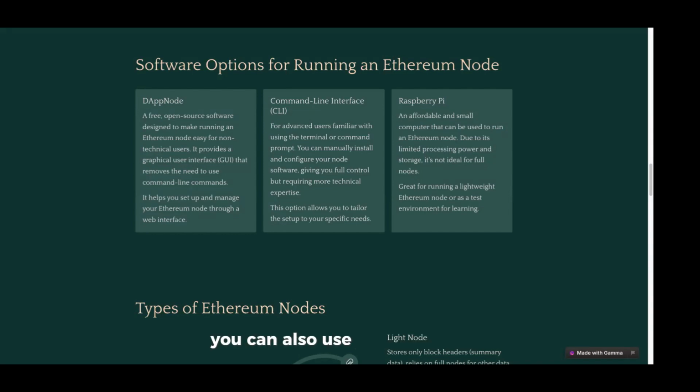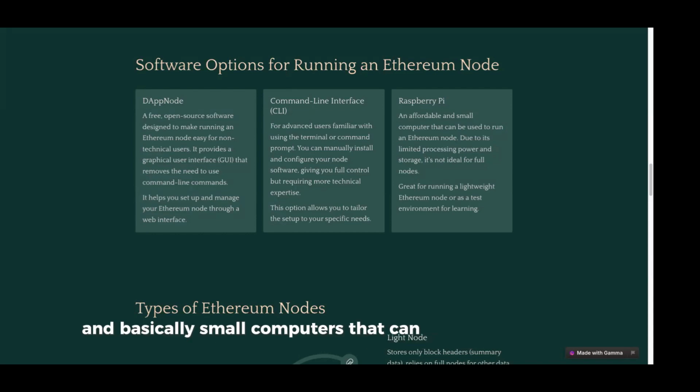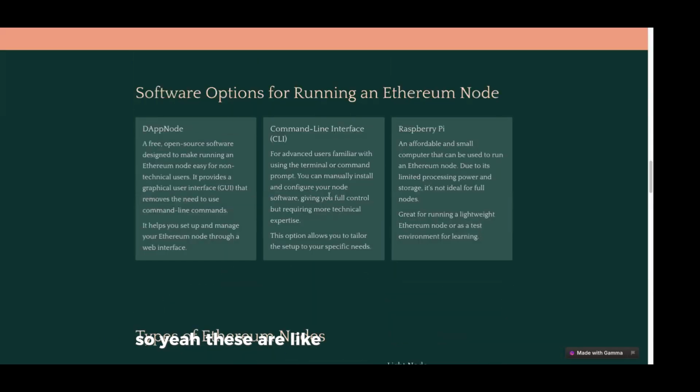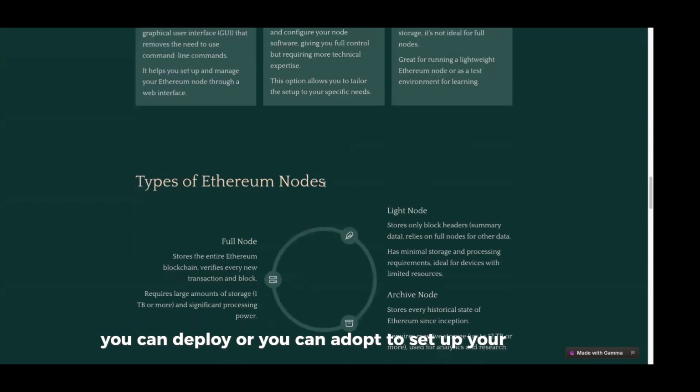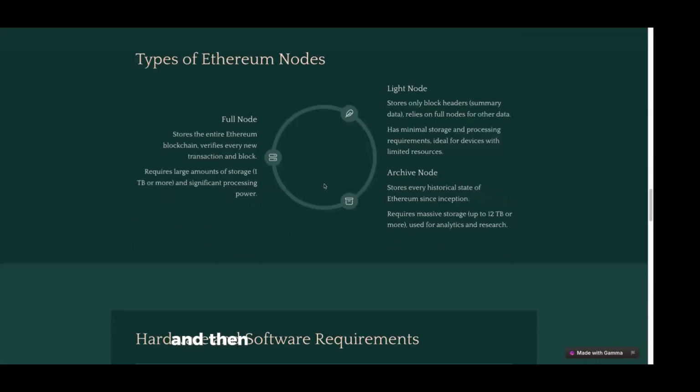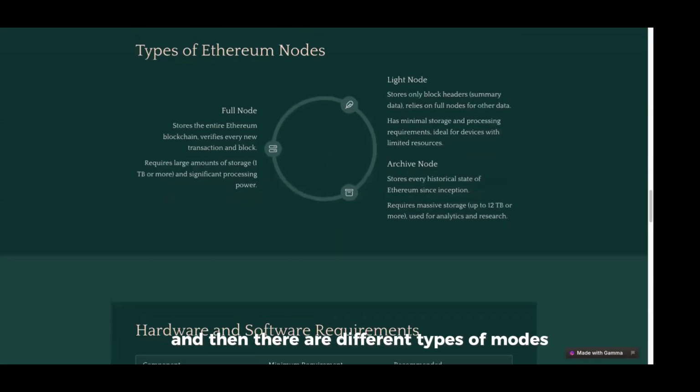You can also use a Raspberry Pi. These are affordable, basically small computers that can help you to set up these nodes. So these are the software options that you can adopt to set up your Ethereum node. And then there are different types of nodes.